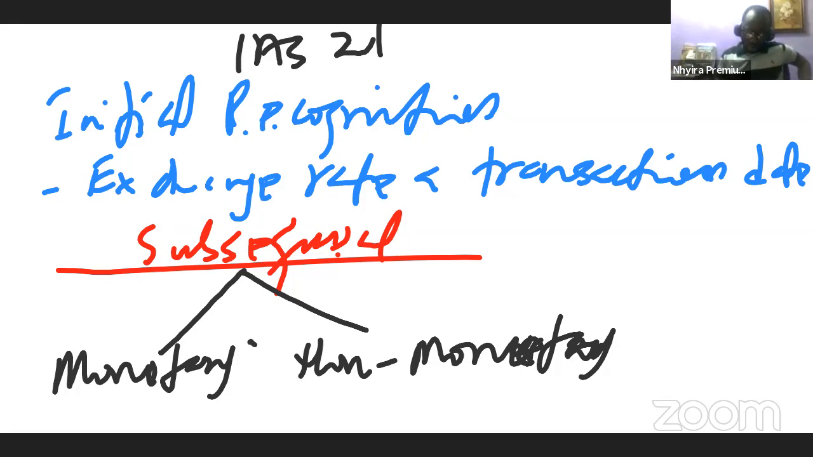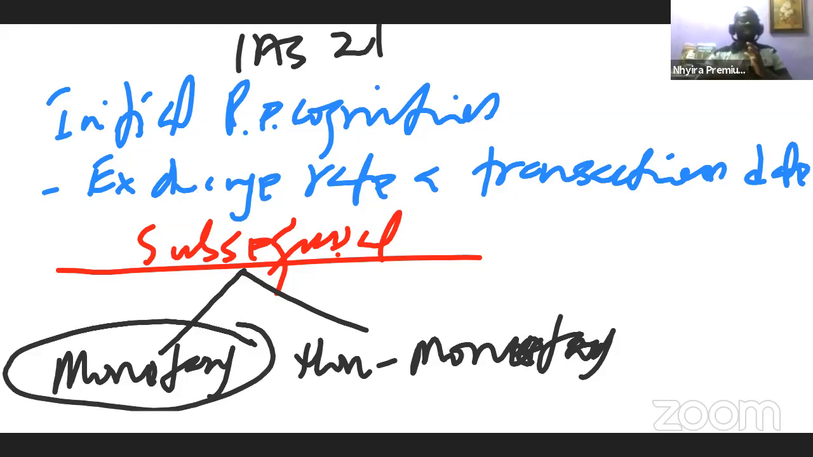Now, for monetary items, we must carry it on subsequent measurement at the exchange rate at the reporting date in the statement of financial position. Then any loss or gain, that is forex exchange loss or gain, will be recognized in the income statement. But for non-monetary items like inventory, property, plant, and equipment, they will still be carried on subsequent measurement at the initial recognition value on the face of the statement of financial position.